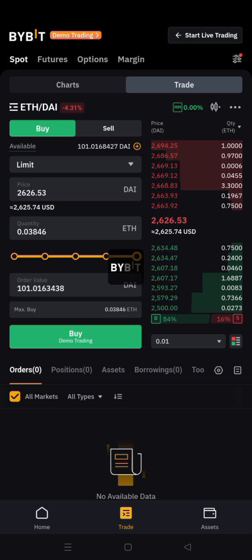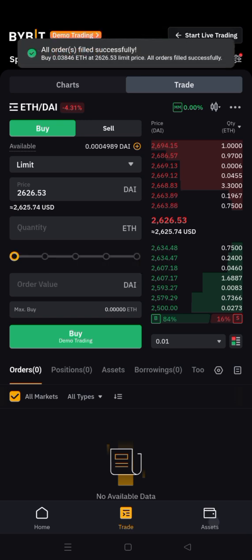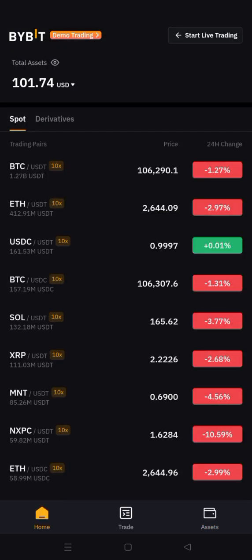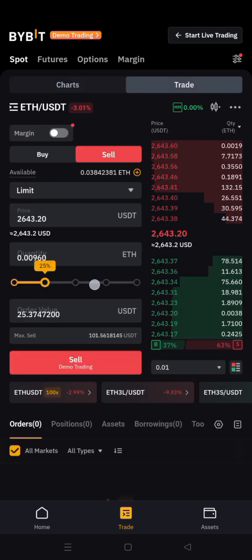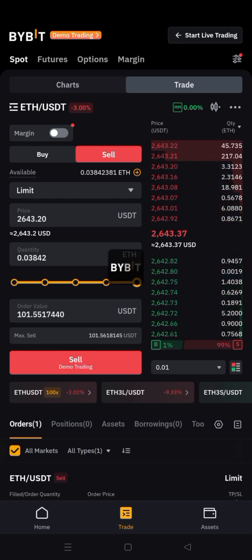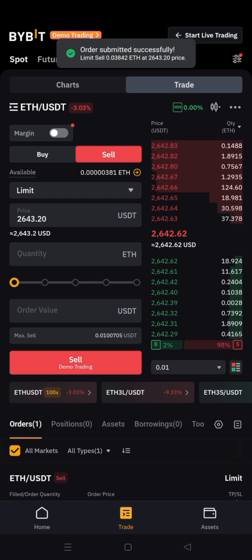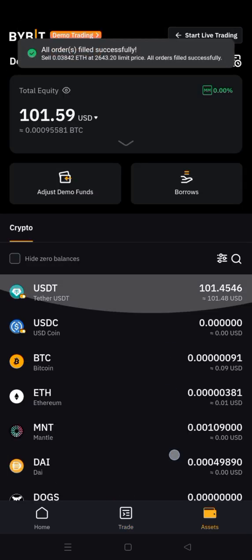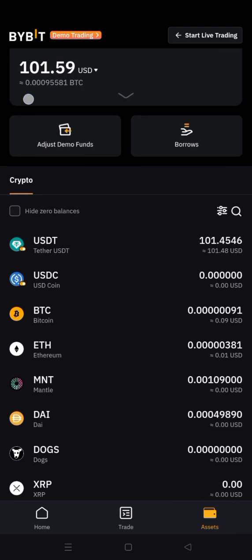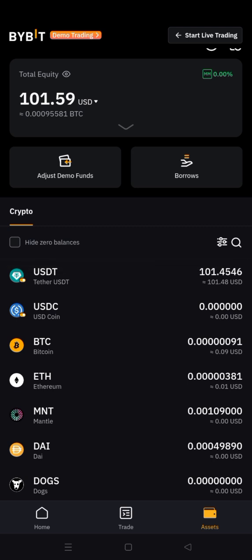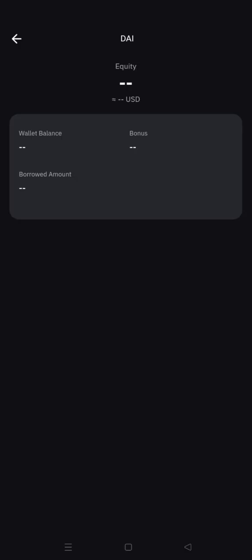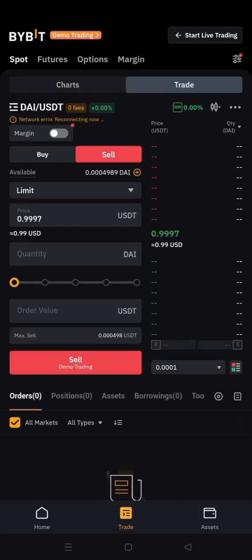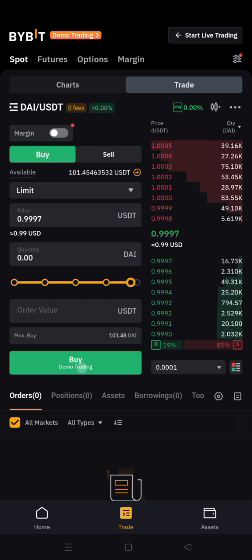So you can see we are going to buy, currently we have 101.01. Then after buying that, we go and sell all the Ethereum we have. So I'll just scroll everything. So we are selling it at that point. Let's see now the USDT assets. You can see it has increased. Now we have 101.45. Again, you repeat the same procedure. You buy low, you sell high, you buy low and sell high.